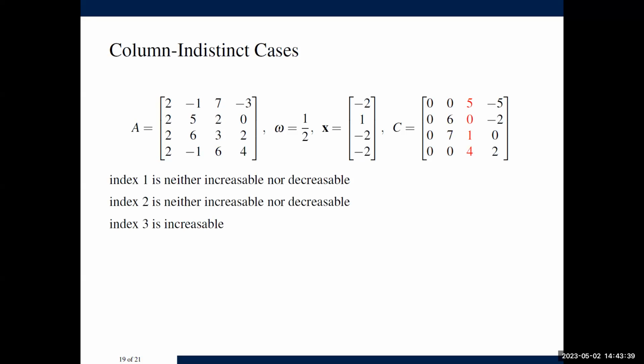Now, index 3, which is this one, for the -2, is only increasable. Why? When we increase this one, the 0 becomes something positive.